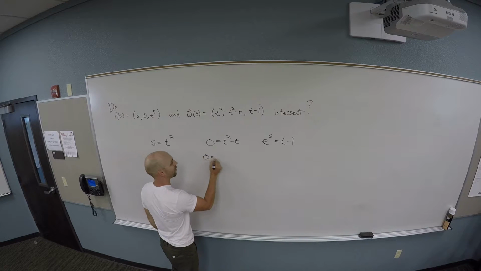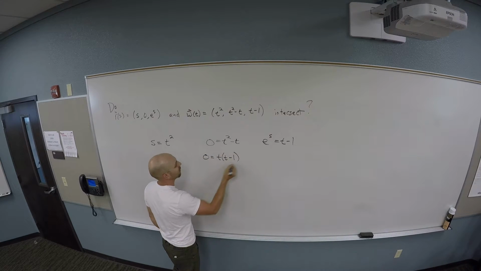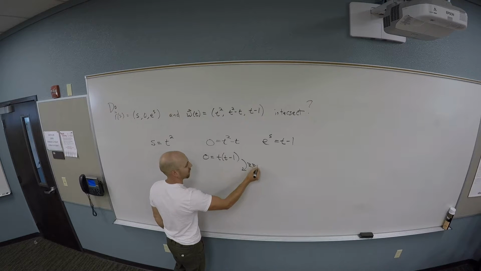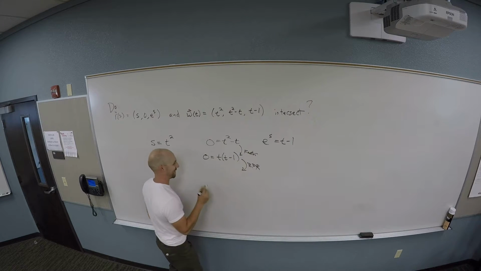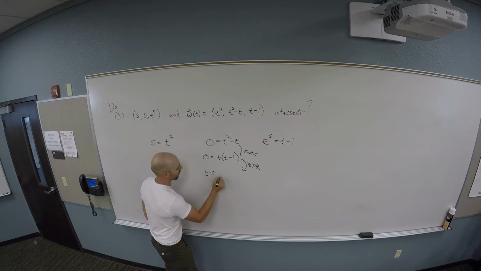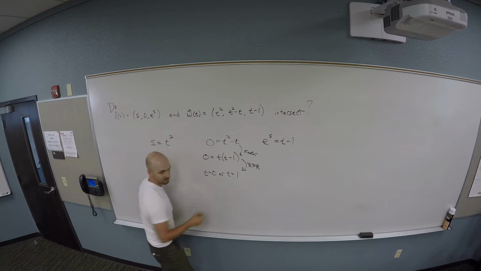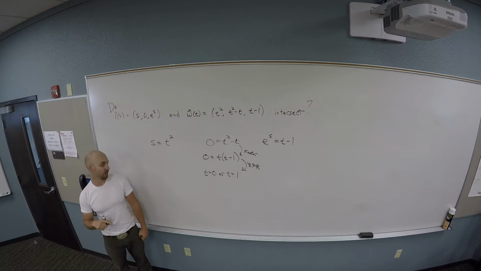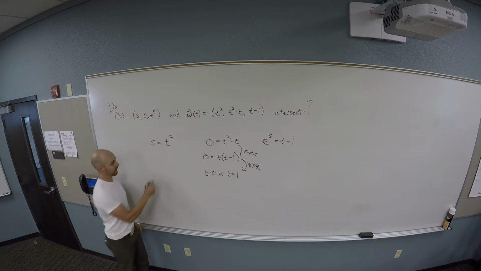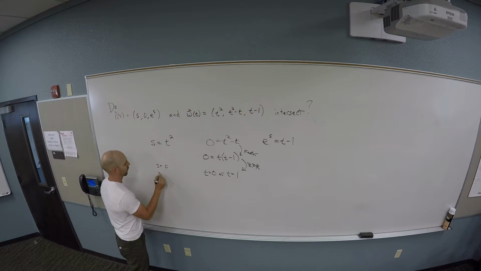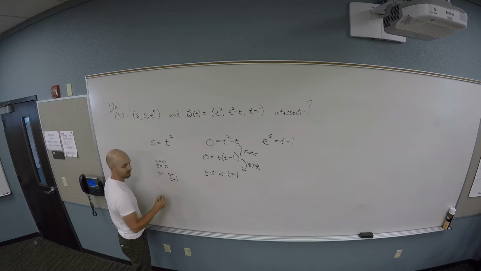Right? So 0 is t times t minus 1. Apply the zero product rule. That was a factor. Look, I'm using algebra 2 notation. And t is 0 or t is 1. If t is 0 or t is 1, and s is t squared, s has to be 0 or 1. So t is 0 and s is 0, or s is 1 and t is 1.